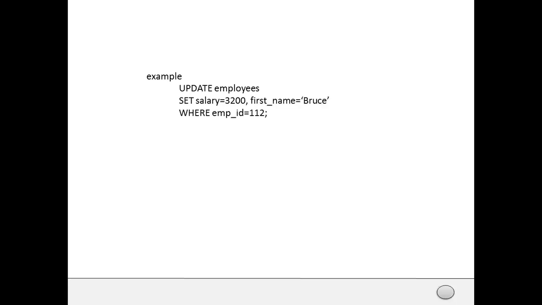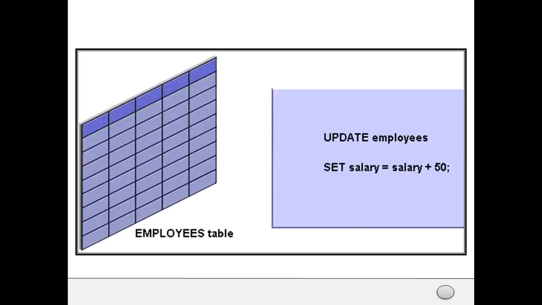Now this is an example: UPDATE employee SET salary = 3200 WHERE employee_id = 112. Here only the salary of employee ID 112 is set to 3200. Similarly, one more example: UPDATE employee SET salary = 3200 and first_name = 'Bruce' WHERE employee_id = 112.